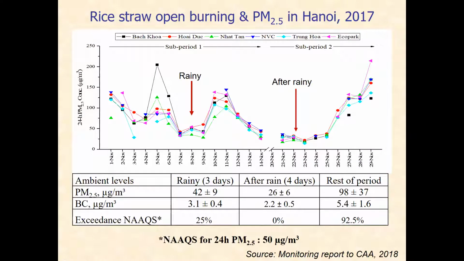So then in Hanoi, the picture here, we also did monitoring for 1 month, supposed to be very intensive rice straw burning months, because this is also a big source of concern in Hanoi. And then we find that when it's rainy, there is no open burning. But after rain for a couple of days, people start burning. We have a high level of PM2.5, and then raining again, and no burning. And then we observe by eye when there is open burning, we see a lot of PM2.5. So that also shows that open burning of rice straw is also one of the key sources in the Hanoi area.